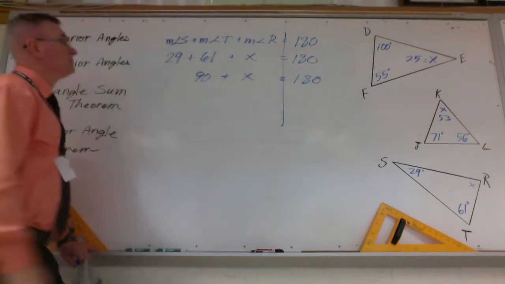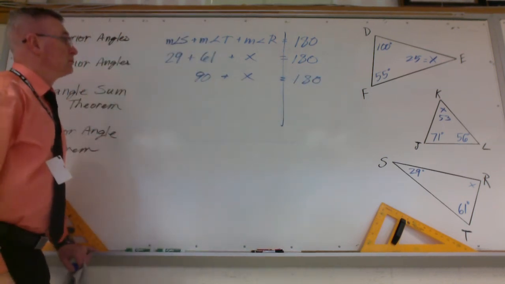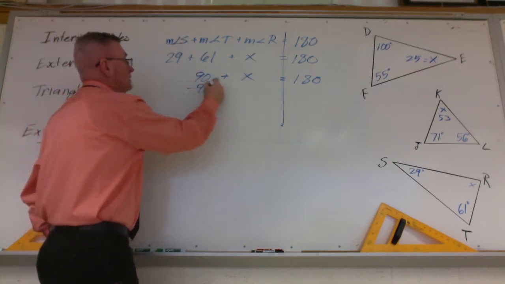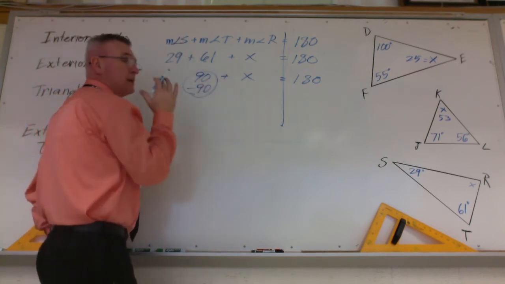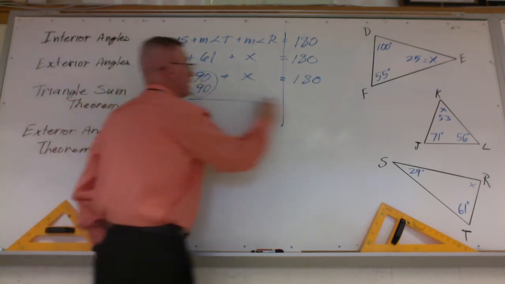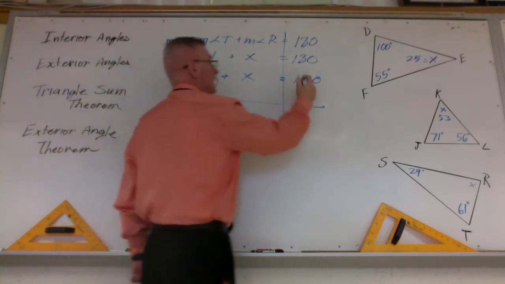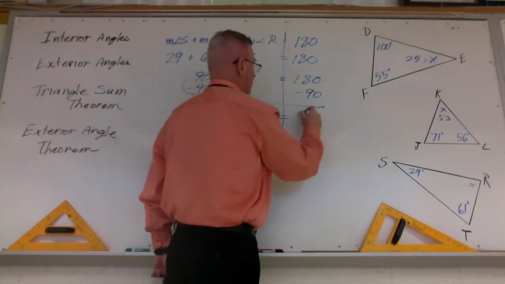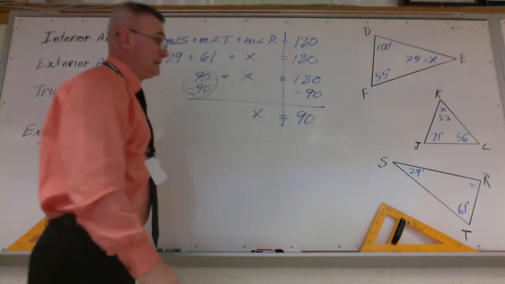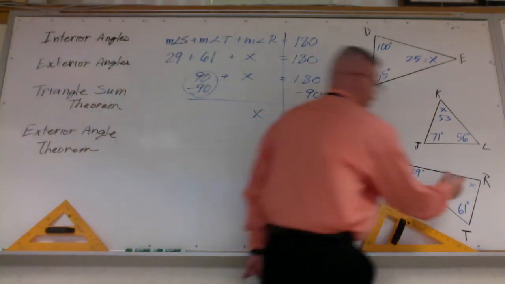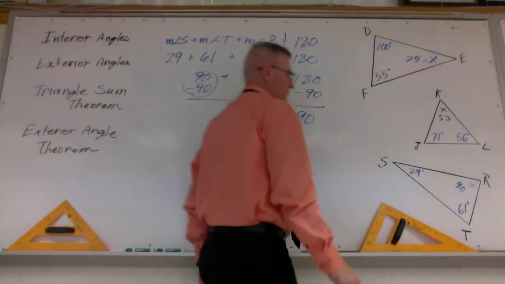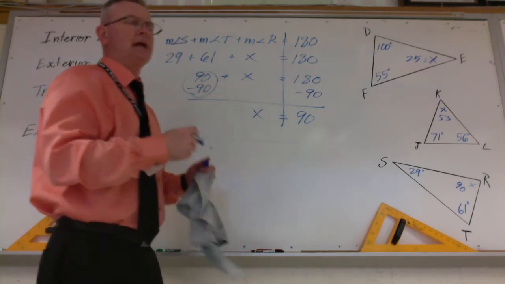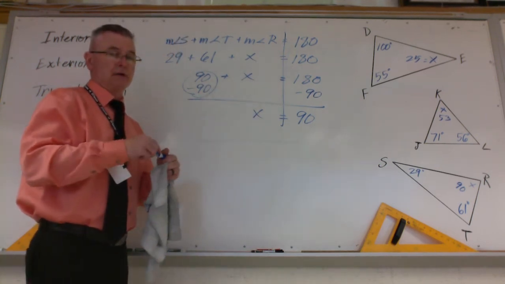Now, what am I going to do? Well, I'm going to pay attention to this side, not that one. And what's going to make this X all by itself is making the 90 into a 0. And then I subtract 90 over there as well. X equals 90. Does that make sense? Well, 61 plus 29 is 90, and 90 plus 90 is 180. Sounds like we did it.